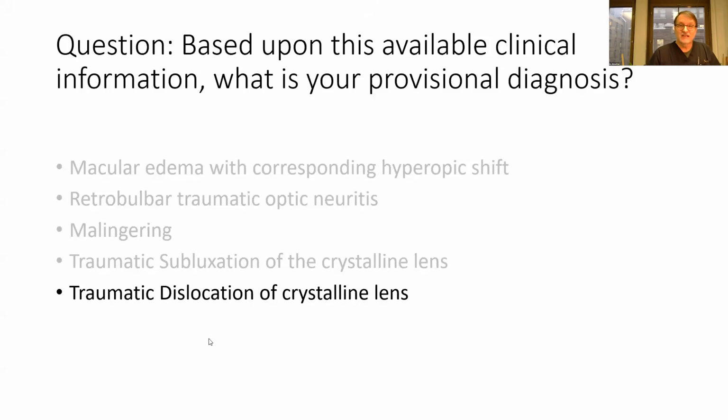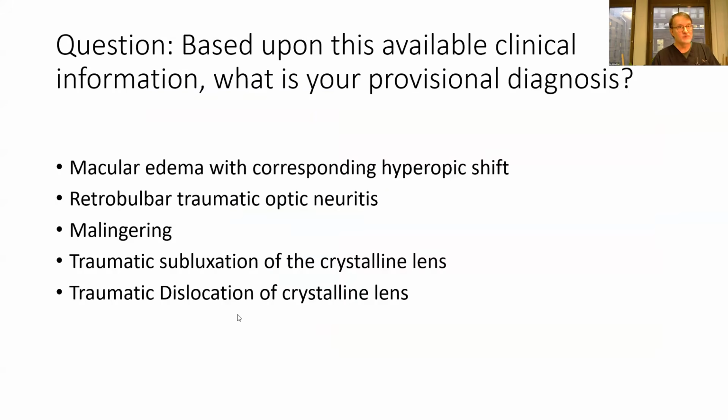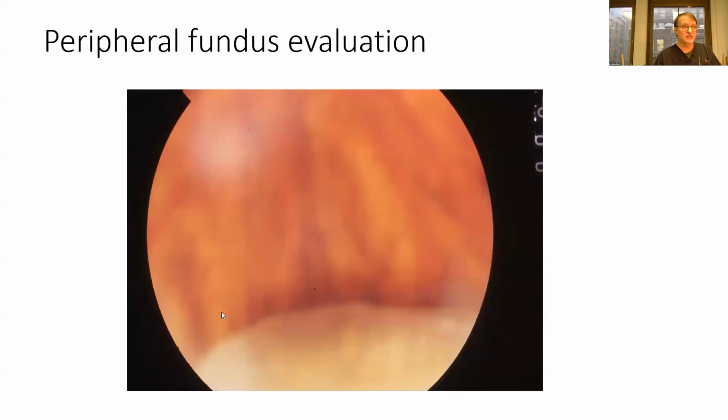So traumatic dislocation of the lens is a null hypothesis here, even though, going back to this briefly, for many of us that would have been low on our list, because refractive error as responsible for sudden loss of acuity is quite uncommon, and retina and optic nerve would be more common. So I understand the logic of the other choices. But when I did a peripheral fundus examination on this patient, lo and behold, there's her crystalline lens sitting in her vitreous cavity.